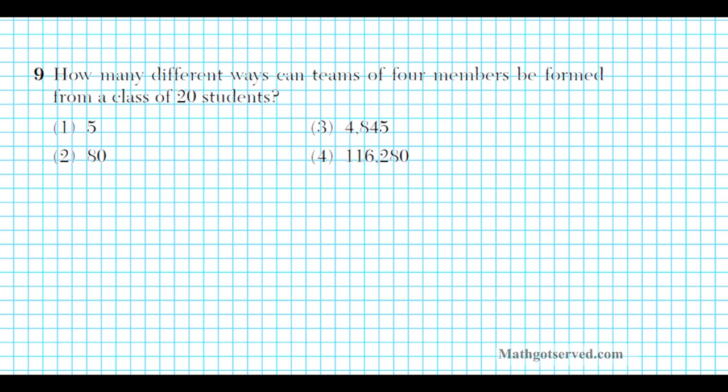All right, let's take a look at problem 9. Problem 9 says, how many different ways can teams of 4 members be formed from a class of 20 students? So one question most students will have is, is this a permutation problem or is it a combination problem?